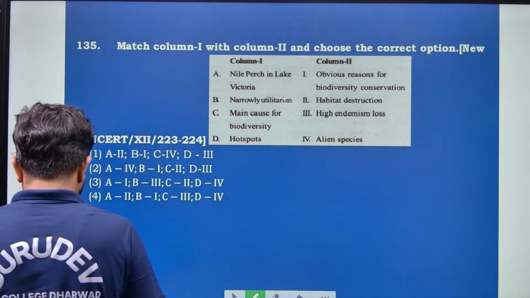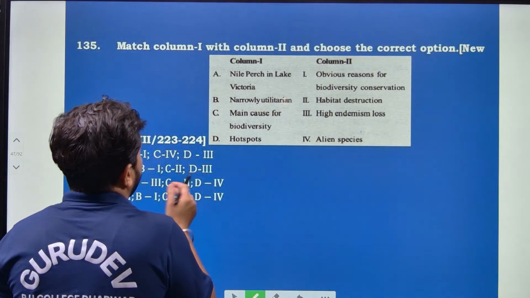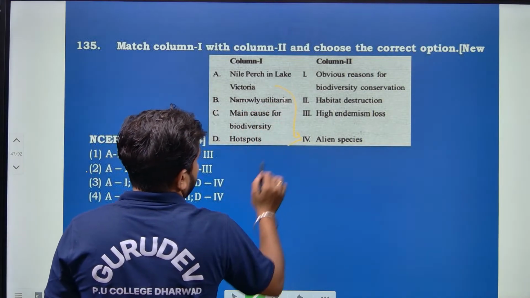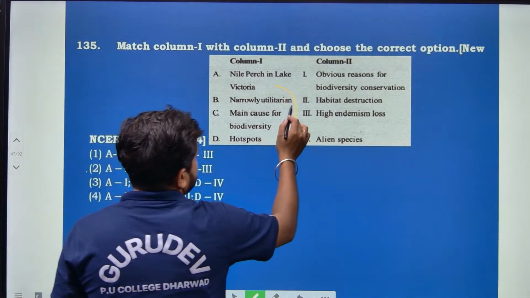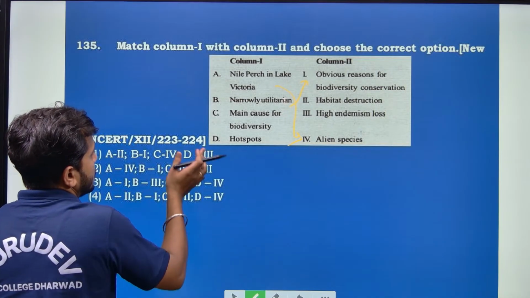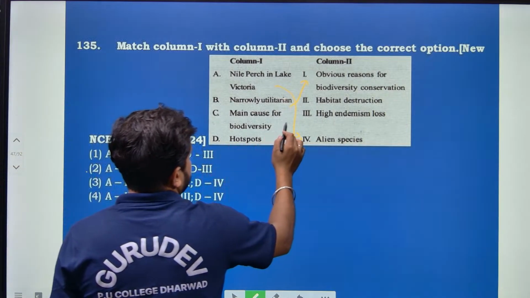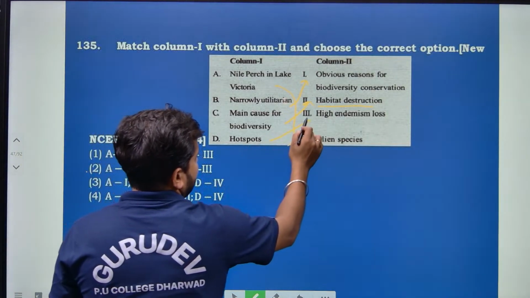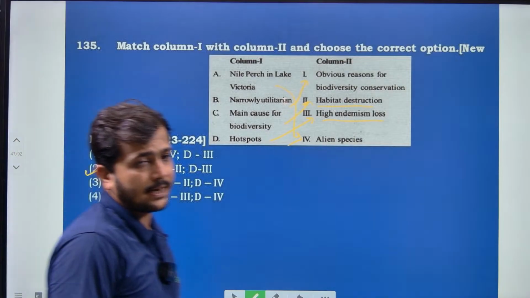Then the next question, again match the following, we have to find out here. Nile perch in Lake Victoria is related with respect to alien species, right? Then narrowly utilitarian is one of the obvious reasons for biodiversity conservation. Then a main cause for biodiversity loss is habitat destruction, right? Then the hotspot is related with high endemism. So according to that, option 2 is correct here, right?